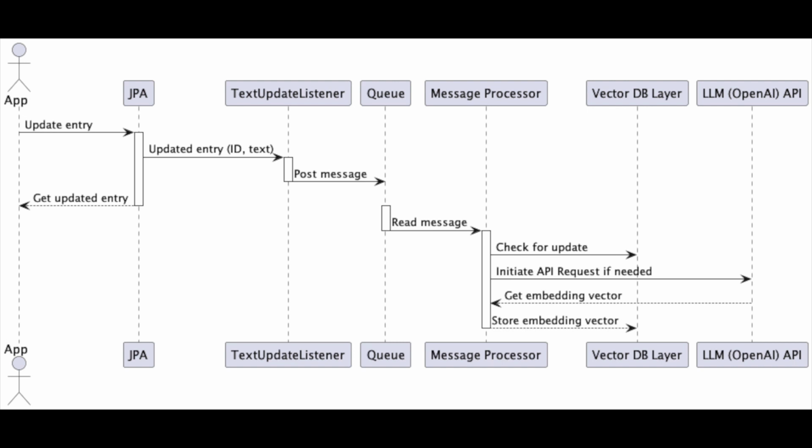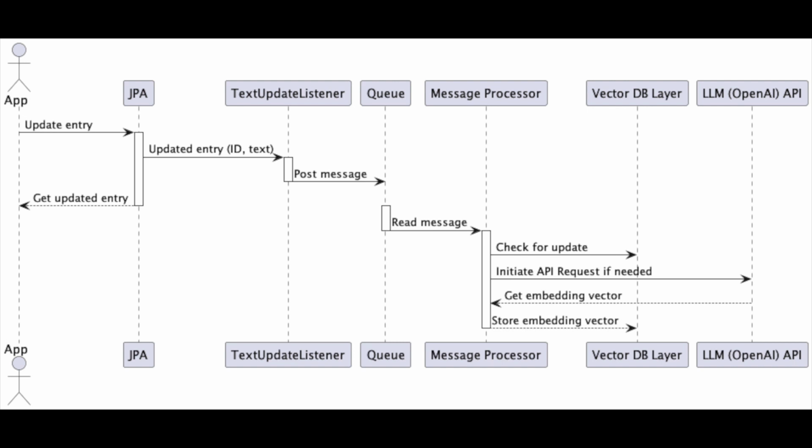The text update listener then posts a message into a message queue. The message serves as a notification to other components about the recent update. JPA commits the changes and returns control to the update initiator. The message processor reads the message from the queue and initiates further actions.